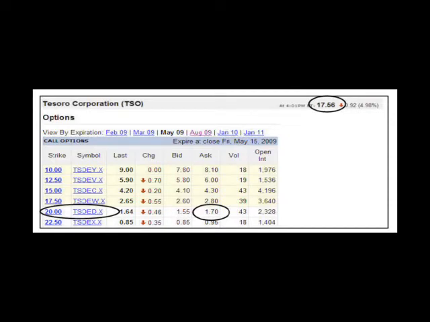An out-of-the-money call option consists of only time value, and in this example 1.70 points, and it has no intrinsic value. If Tesoro stock closes at 20 or below at option expiration on May 15th, then this option would expire worthless.